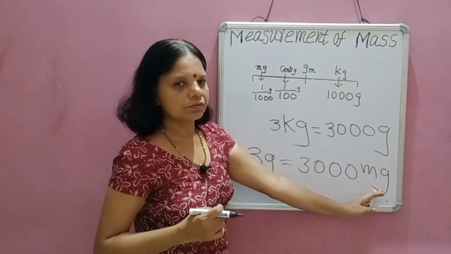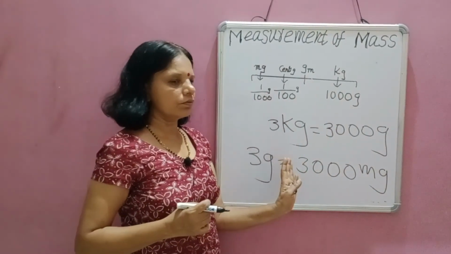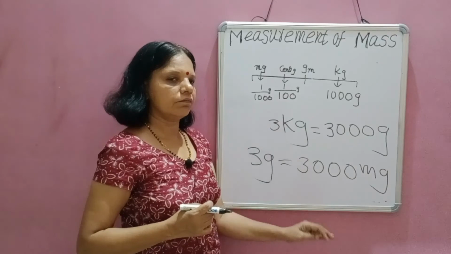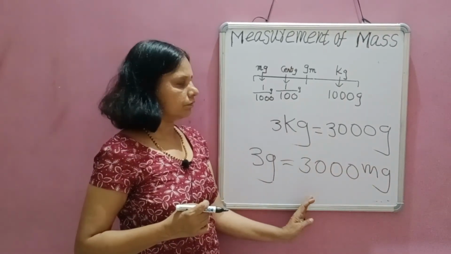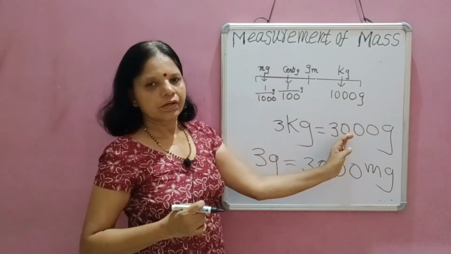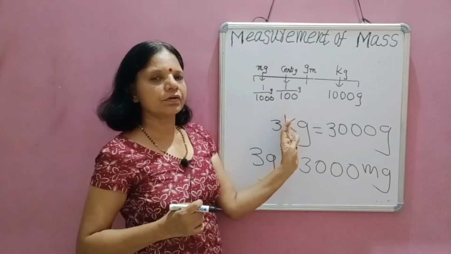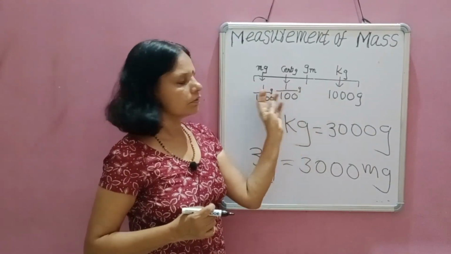So when you convert a bigger unit into a smaller unit, you have to multiply, and a smaller unit into a bigger unit, you have to divide. Milligram into gram, you have to divide by 1000, and gram into kilogram, you have to divide by 1000. This way, find this relation.